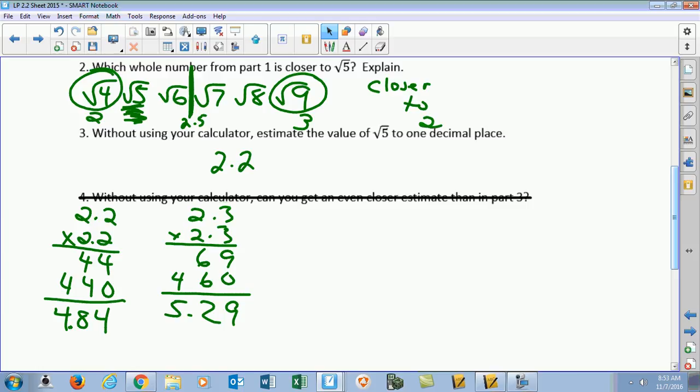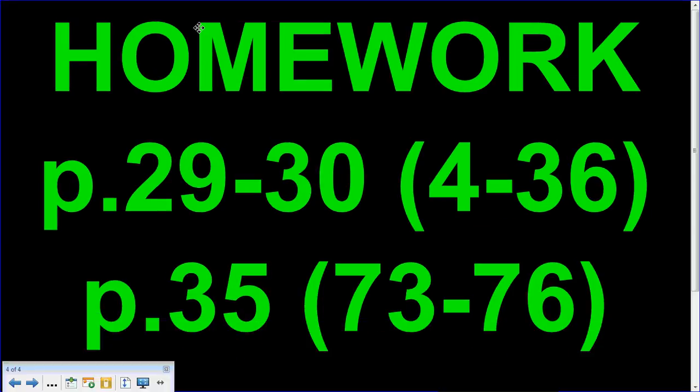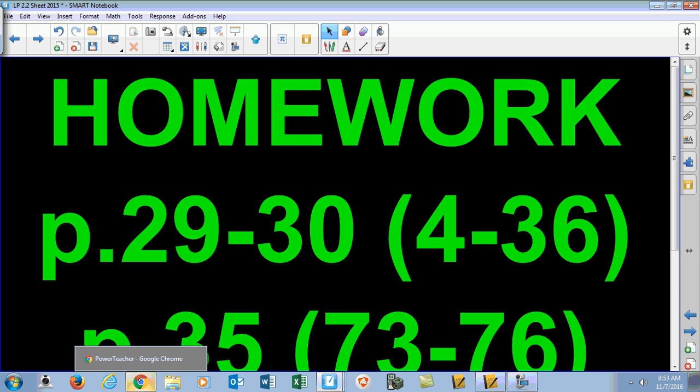All right, so you have some homework here. Don't panic when you see this. It's the most you've had all year. However, these are all square root problems, which take like 1 second to do. So you'll rifle through 4 to 36 pretty fast. And then on page 35, 73, and 76. So here, I'm going to pause this for a minute.